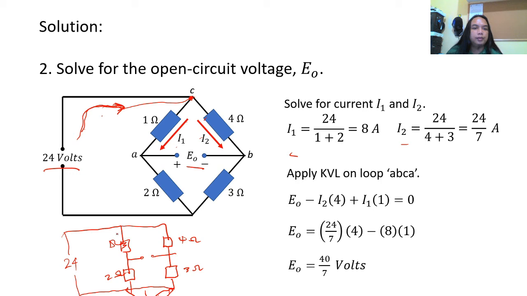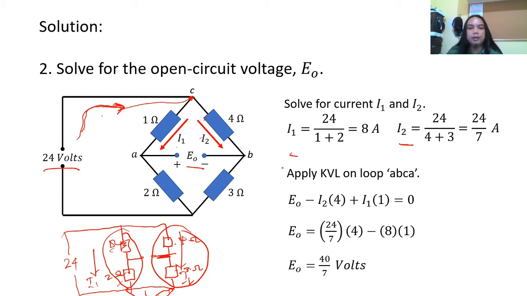The voltage in this part is equal to this part because that is parallel, and the total resistance is a summation because this is open circuit. So 4 and 3, then 1 and 2, so I1 here and I2 here. I1 is 24 divided by 1 plus 2, equal to 8 amps. And I2 is 24 divided by 4 plus 3, equal to 24 over 7 amperes.